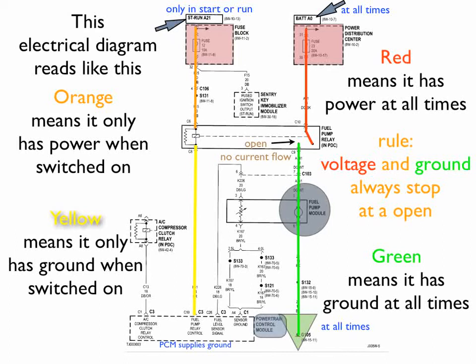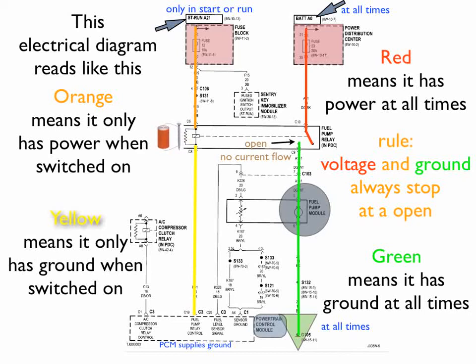Yellow means it only has ground when it's switched on. If you notice on the right, the red is power at all times; it is not switched on. And the green is ground at all times; it is not switched on. But if something has to be switched on the power side, we color it orange, or if it has to be switched on the ground side, we always color it yellow.